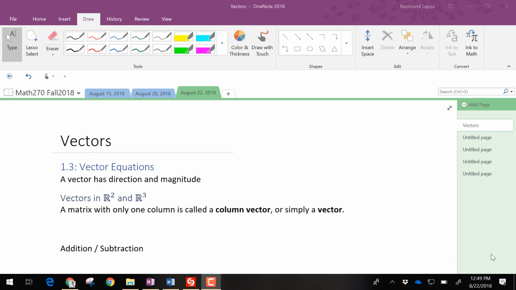In Calc 3, they talk about vectors and applications in a lot more detail. But in linear algebra, we're going to talk about it also. So you don't really need to know too much about vectors as described in Calc 3, but we need to establish a few things about vectors, and we're going to use them as a tool in linear algebra.